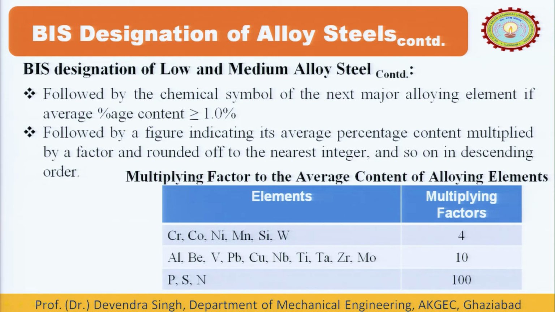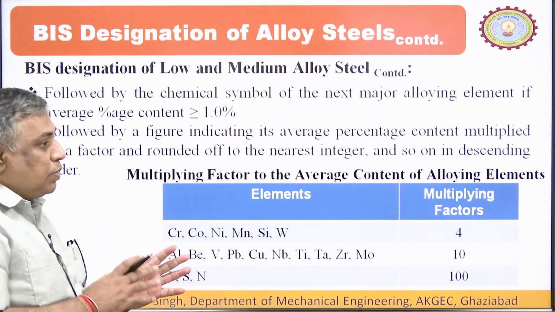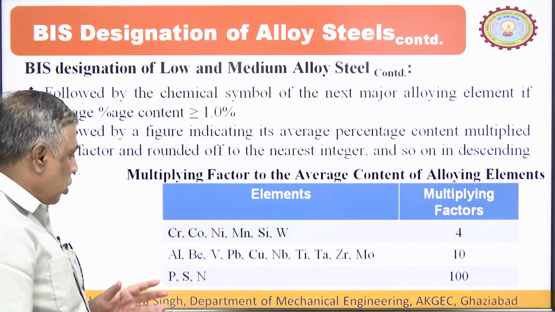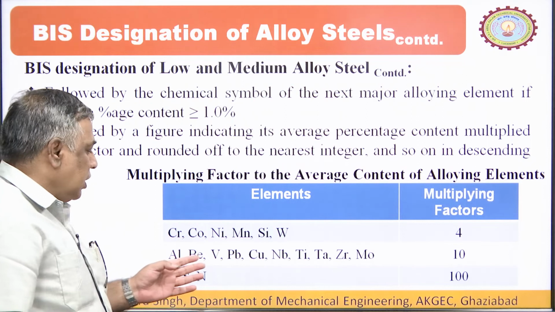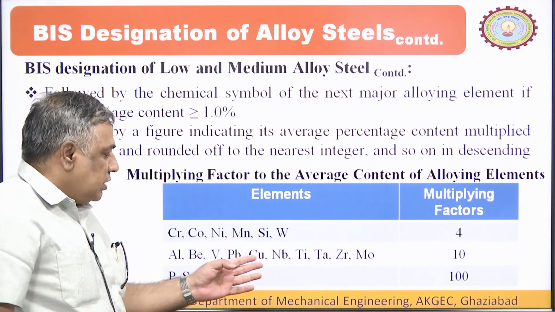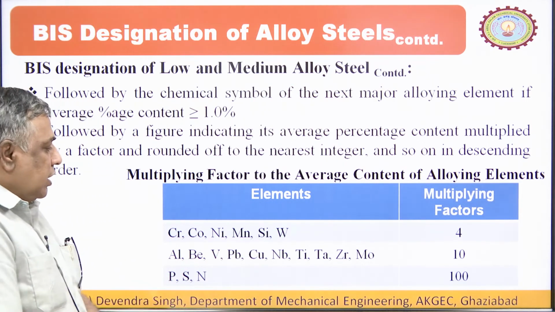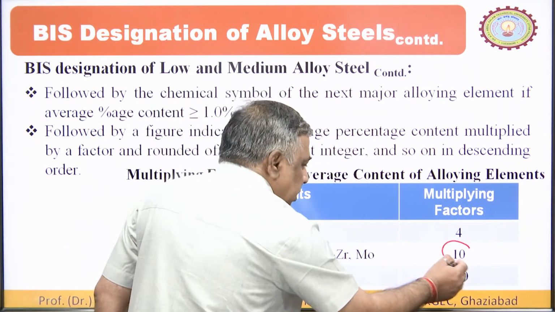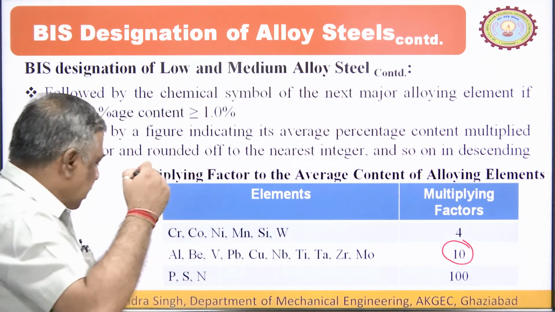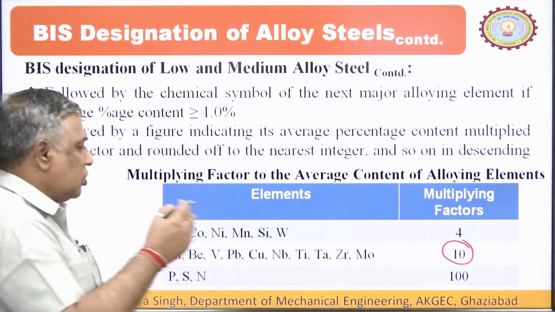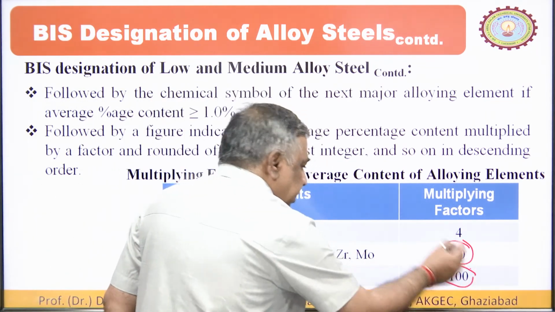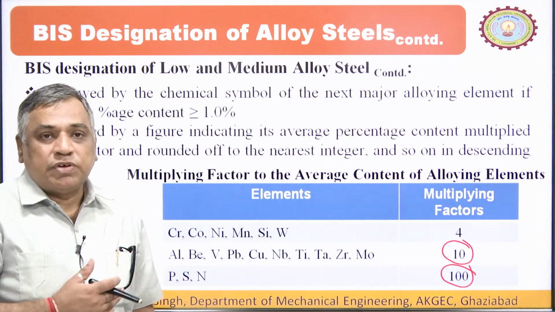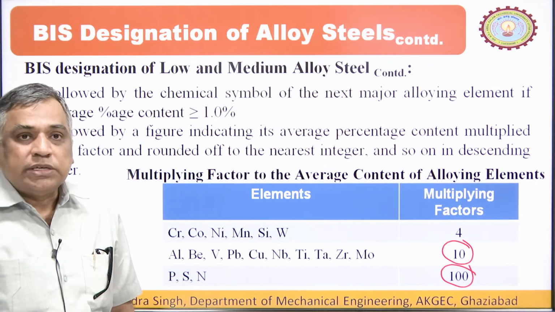So, this multiplying factor we will use only in the case of low and medium alloy steel, for aluminum, beryllium, vanadium, lead, copper, niobium, titanium. This is for all these elements. The multiplying factor is 10. For phosphorus, sulfur, and nitrogen, the multiplying factor is 100. So, these multiplying factors we should refer from any standard design data book.